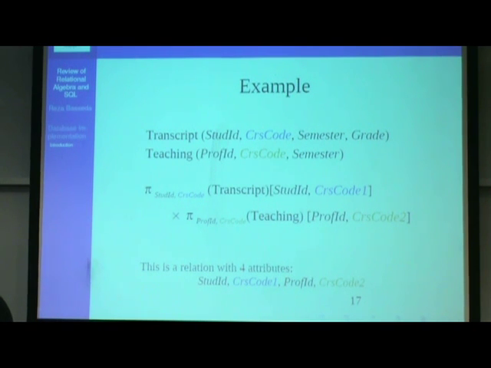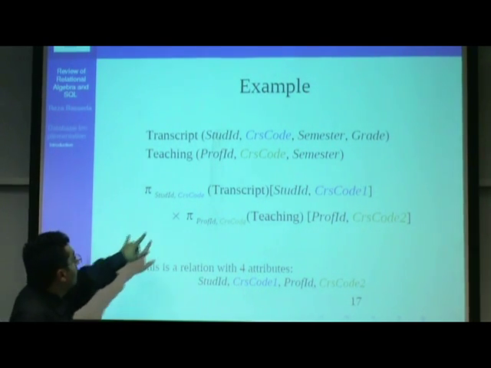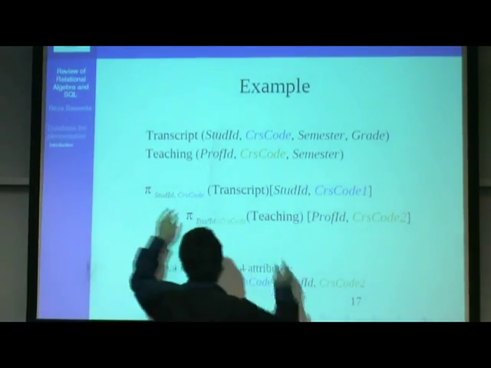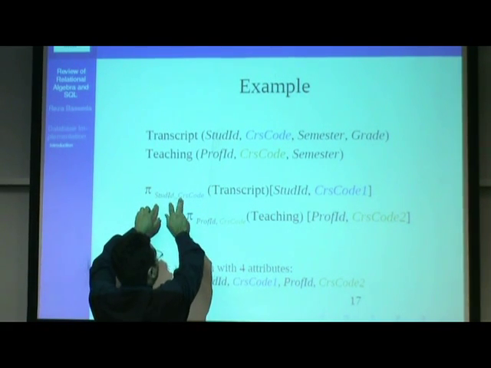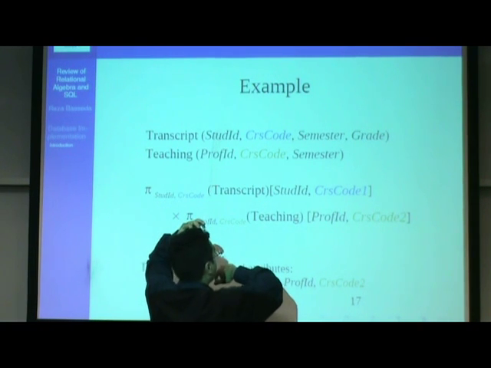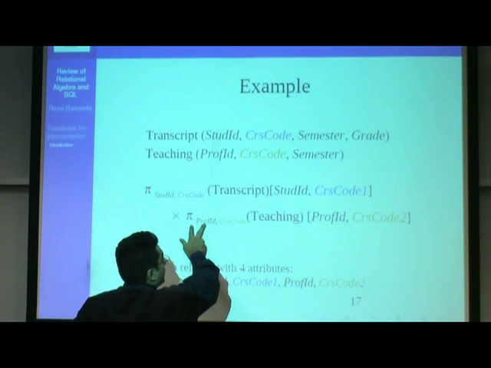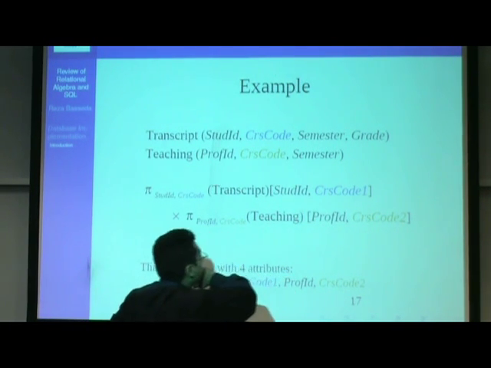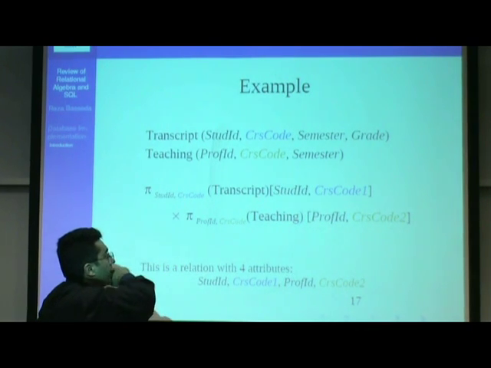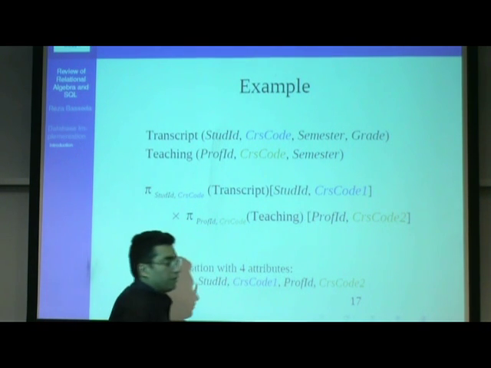Here, for example, in this part, we have one expression. We are projecting student ID and course code from the transcript relationship, and we are projecting prof ID and course code from the teaching relationship, and then we multiply them while we are renaming these two columns.